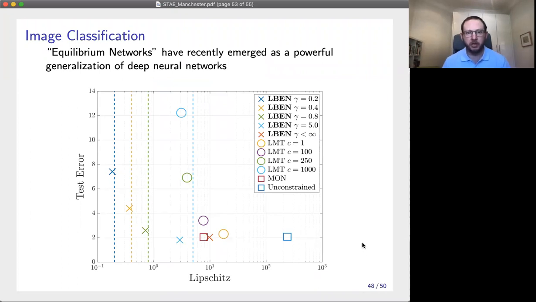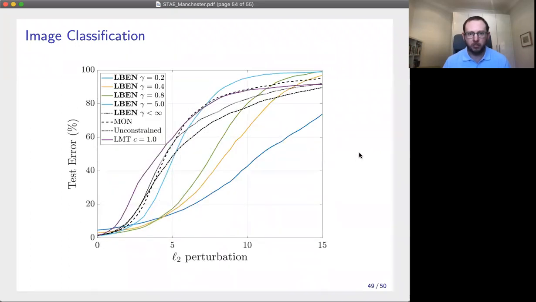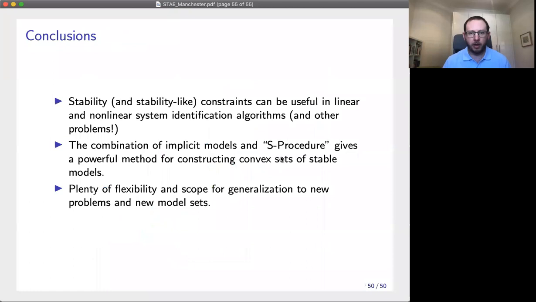There's recently emerged a class of models for machine learning called equilibrium networks, where you have a static input-output mapping you're learning, but what you're learning is the equilibrium of a dynamical system. And we can use our stability and robustness constraints to get basically best-in-class performance for these sorts of models and show very good robustness against what are called adversarial attacks in image classification. So I'm happy to come back to some of those things, but I'll conclude now, given that I'm just about out of time.